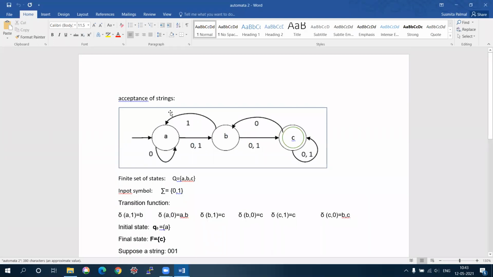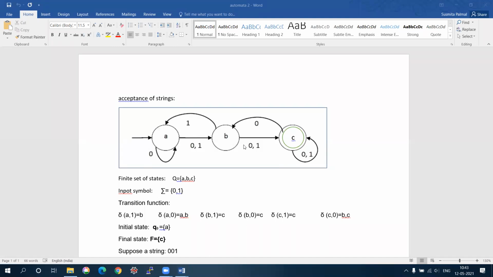Okay, so this is a simple diagram of a finite automata. Why the name is finite automata? Because number of states are finite. So here we have 3 states. In this diagram, in this machine, basically we have 3 states, and the arrow specifies the transition.